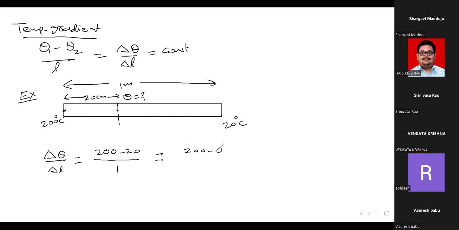200 minus theta, divided by the distance between the two points, which is 20 centimeters. 20 centimeters is nothing but 0.2 meters. Now, just by doing the cross multiplication, we can calculate theta. Suppose we do the cross multiplication. 200 minus 20 is 180. 0.2 into 180 is equal to 200 minus theta.